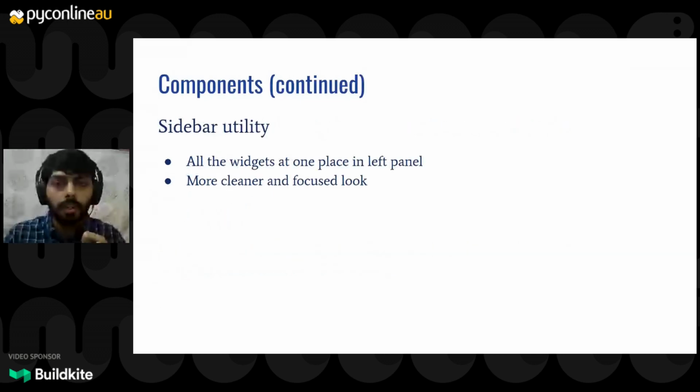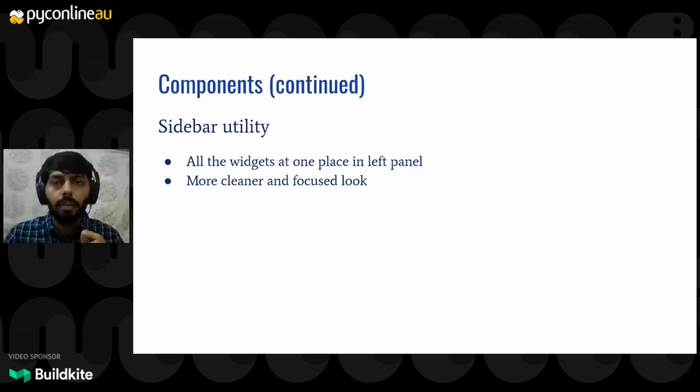The last component that we will be looking at today is the sidebar utility. Streamlit provides the sidebar utility, as we have already seen in the previous video, where it allows the end user to interact with the web app using the widgets. So the developer can put all the widgets in the left-hand side panel so that the end user gets a cleaner and more focused look for the web app.